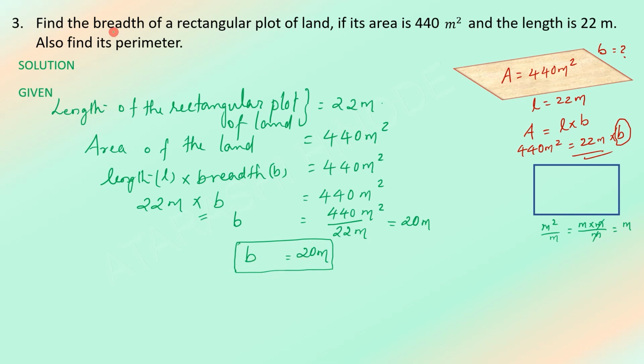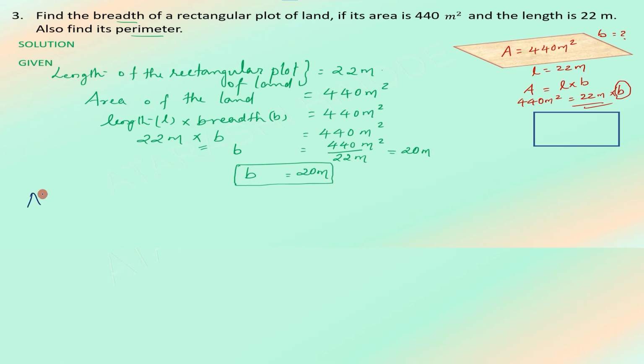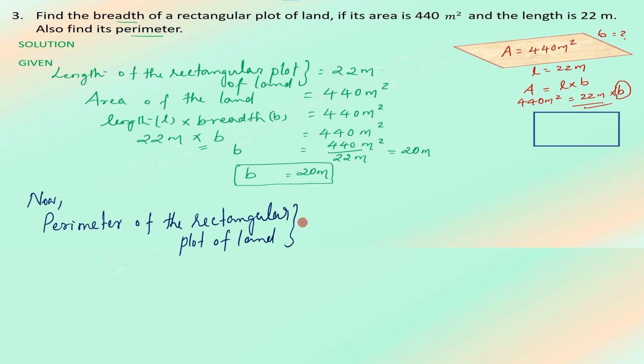Here we got the breadth. Next we have to find the perimeter. Now let us find perimeter. Perimeter of the rectangular plot of land equal to, we know the formula, it is 2 into L plus B.